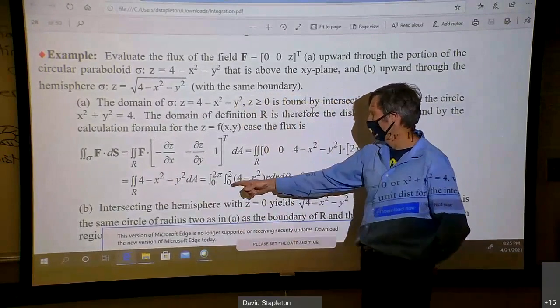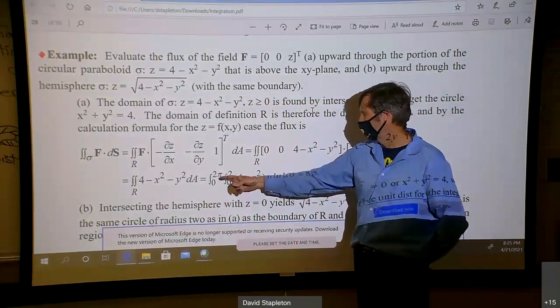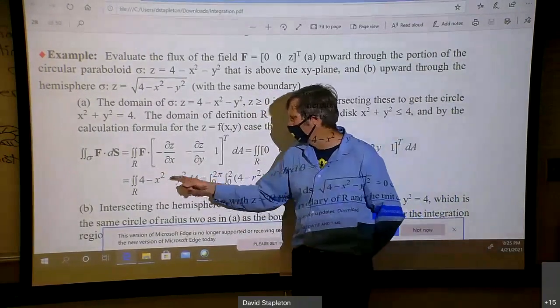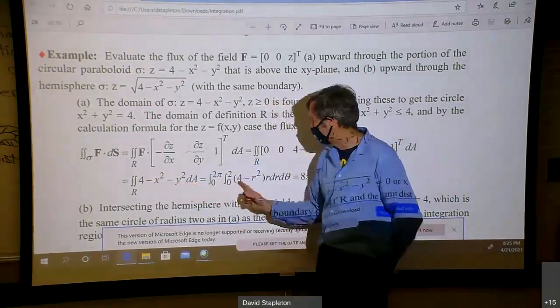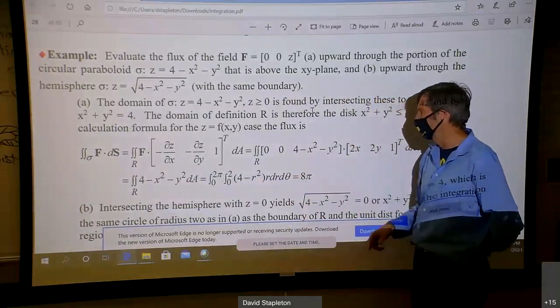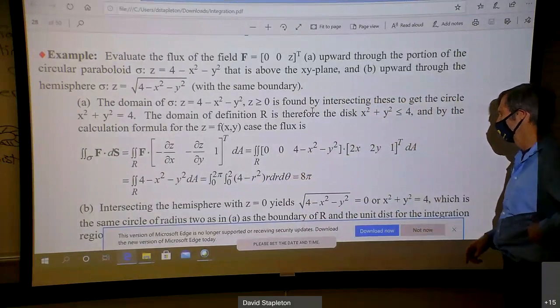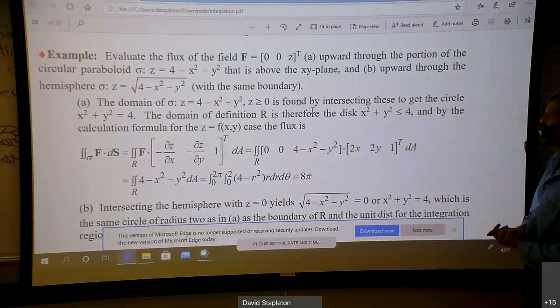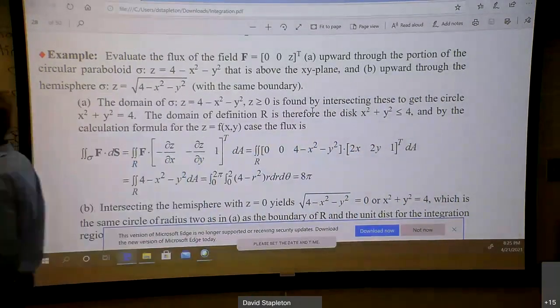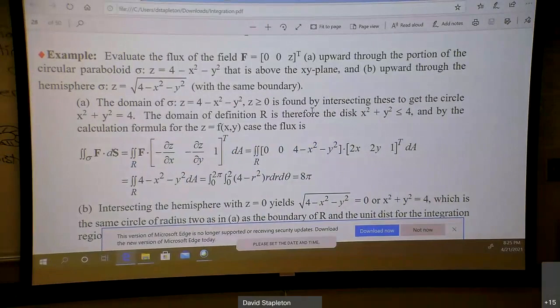Well, the disk has radius 2, so r goes from 0 to 2, theta from 0 to 2 pi, and I put r dr d theta. Integrate this in polar coordinates. This is 4 minus r squared, so it simplifies like that. And then you can evaluate this double integral. So that is the flux through the circular paraboloid.